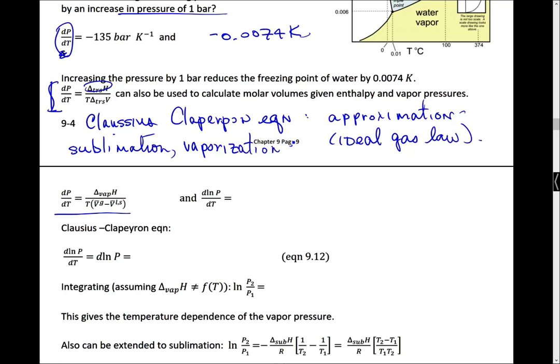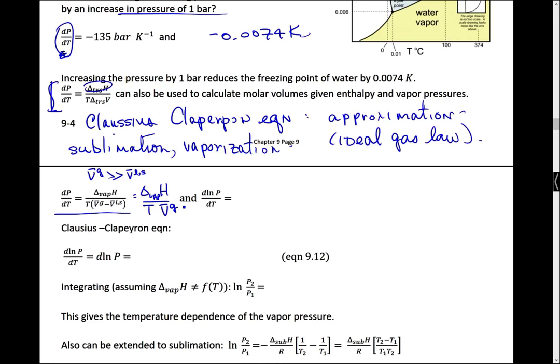What we've just shown is that dP/dT is the same as delta H over T delta V of the phase transition. Our approximation is that the molar volume of the gas is much greater than the molar volume of the liquid or the solid. If I make that assumption, I can get rid of the molar volume of the condensed phase. At that point, I can say delta H vaporization over T times just the molar volume of the gas. No delta.